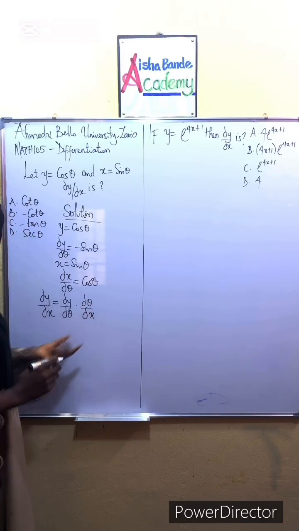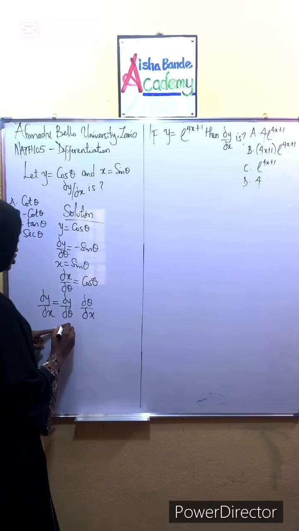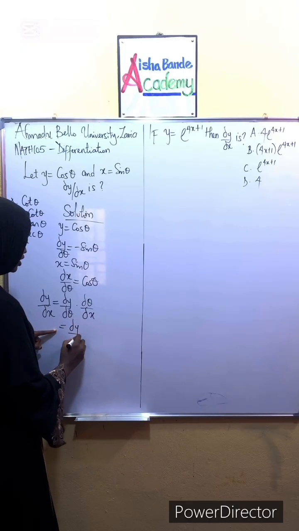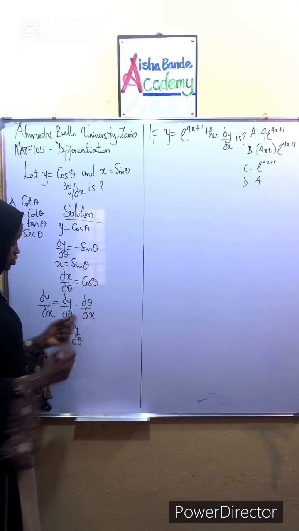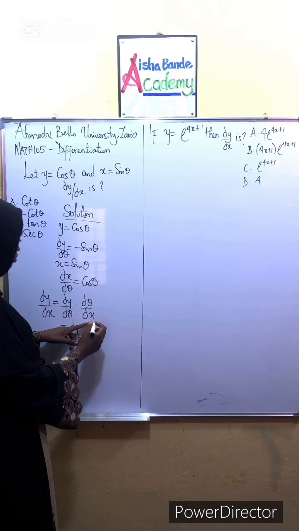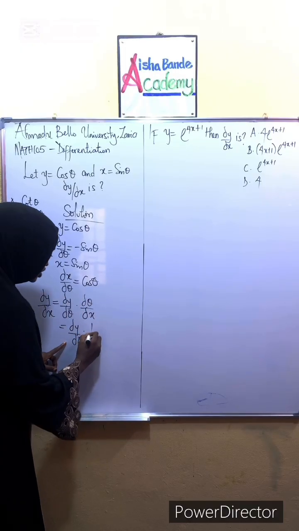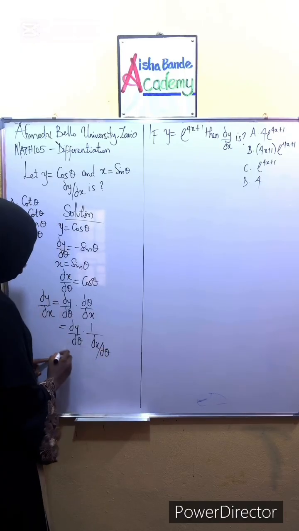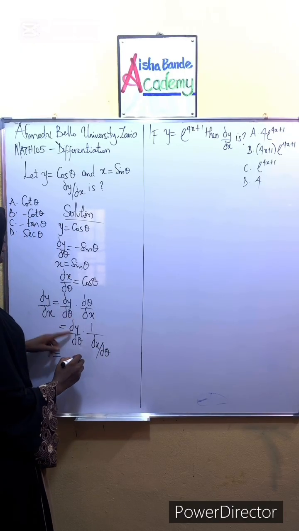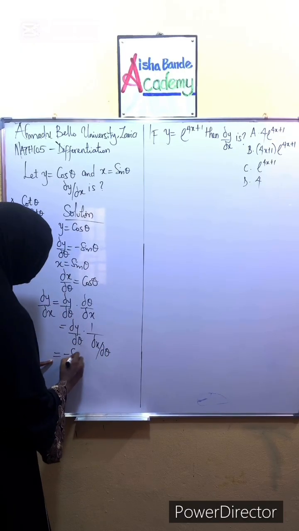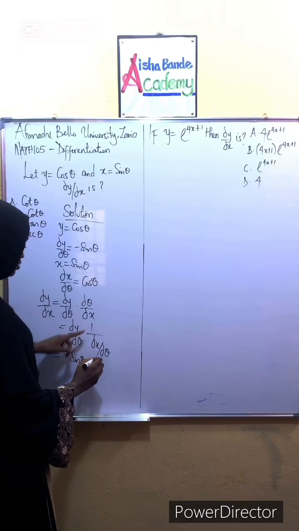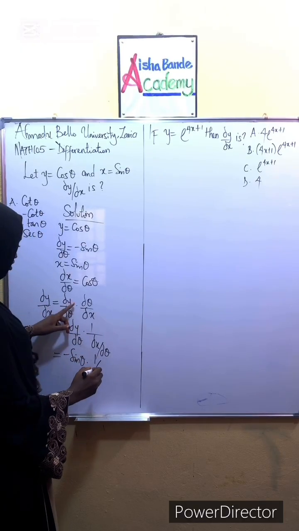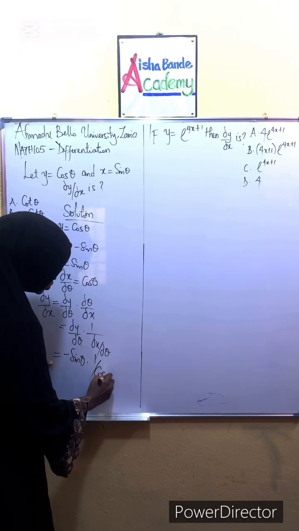Okay, so now let's substitute in what we have from here. This is equal to dy/d theta times d theta/dx. We don't have d theta/dx, but what we have is dx/d theta. So this is the same as saying 1 over dx/d theta. So let's substitute what we have. The dy/d theta is what we have as minus sine theta multiplied by 1 over dx/d theta, that is going to be cos theta.